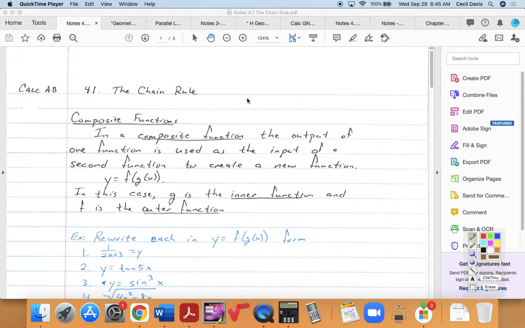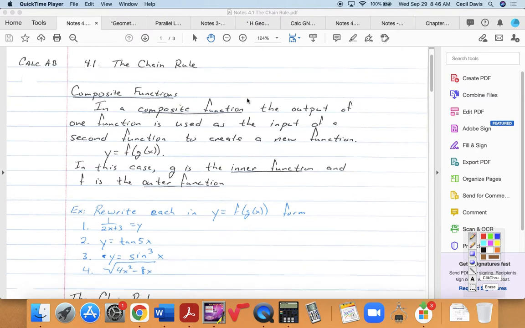All right, today we're going to start chapter 4, some additional ideas on taking derivatives, specifically for composite functions today. Remember, a composite function is one where you have a function inside of another function, where the output of that first function is used as the input for the second function. Typically we think about it as y is equal to f of g of x. So in this case, g is the inner function and f is the outer function.